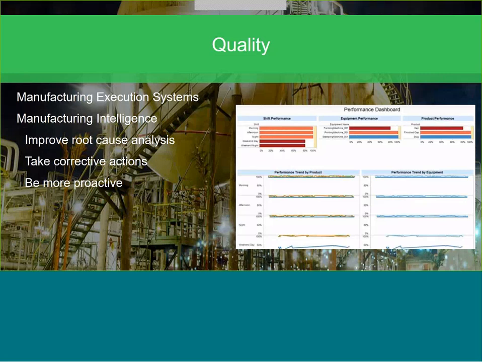You saw some of those figures earlier on associated with downtime. If we can do that more effectively, all it takes is having the right tools available to you to be able to achieve that.